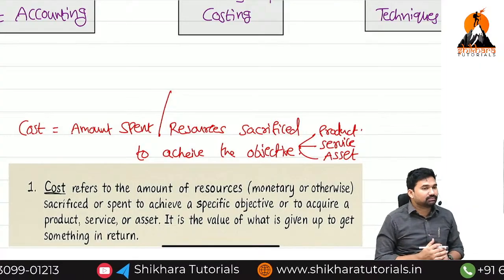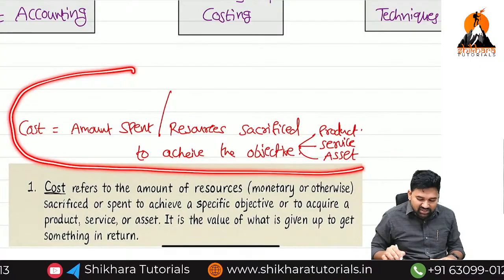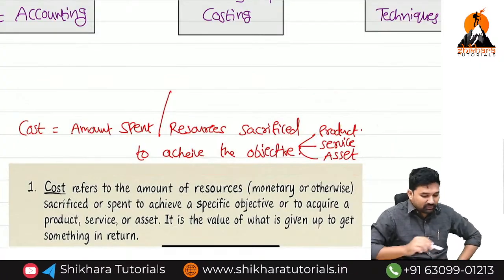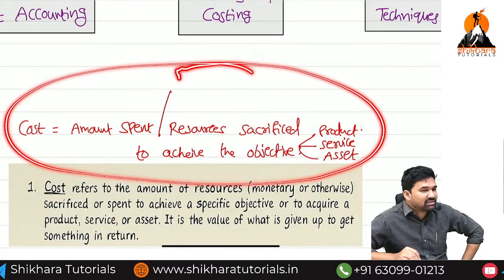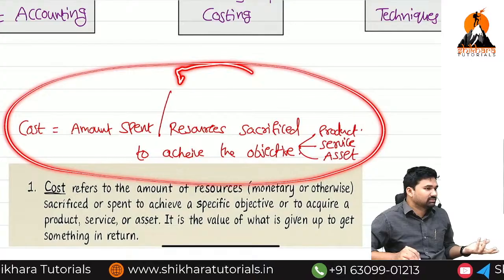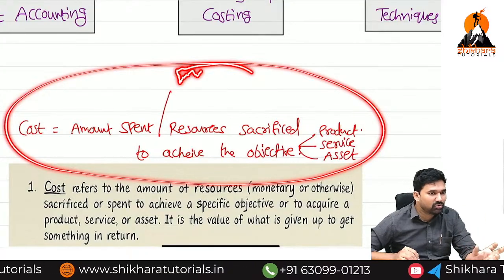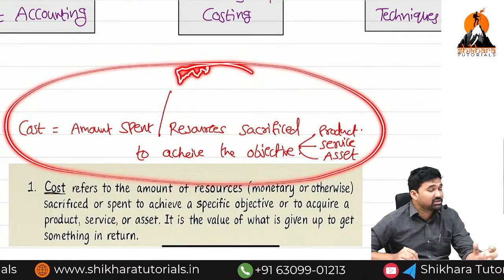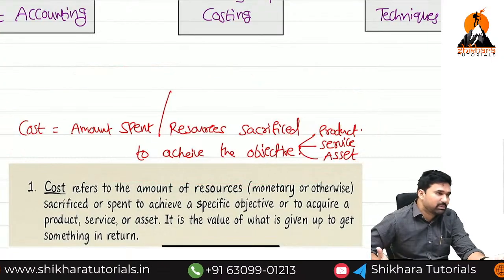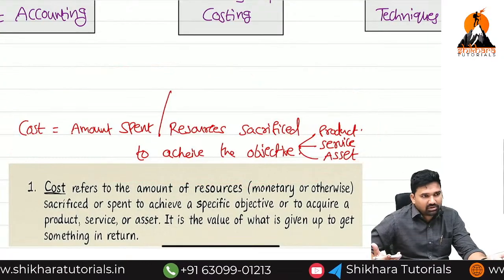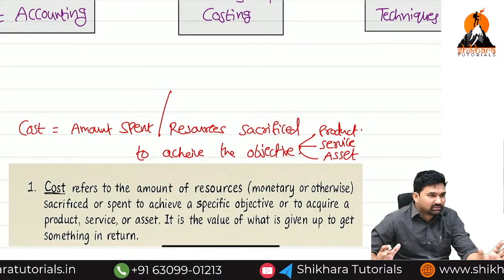Are we clear? In your material or in your notes, you can simply write this point. If you're able to write this point, you will be well versed with the definition of cost. Nothing to worry. Cost is nothing but the amount we spent or the resources we sacrifice to achieve the object. The object may be producing a product, rendering a service, or acquiring an asset, whatever it may be. Are we clear? Okay.